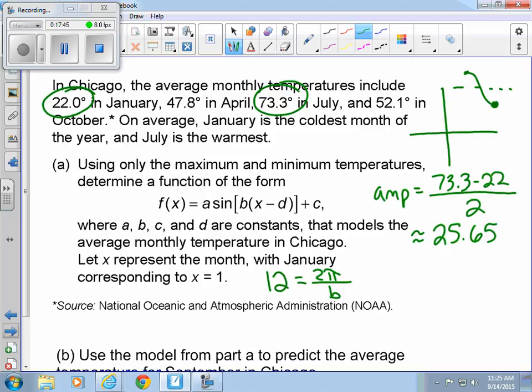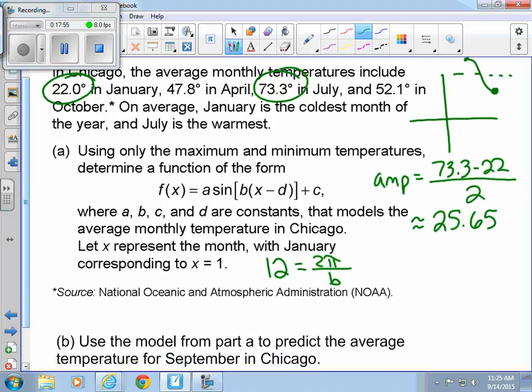So, what would B be? 2 pi divided by B equals 12. Pi over 6? Why would it be pi over 6? Cross multiply, you have 2 pi divided by 12, which reduces to pi over 6.